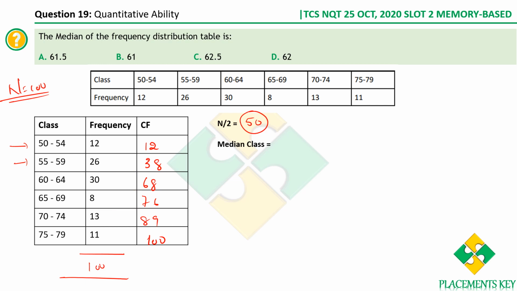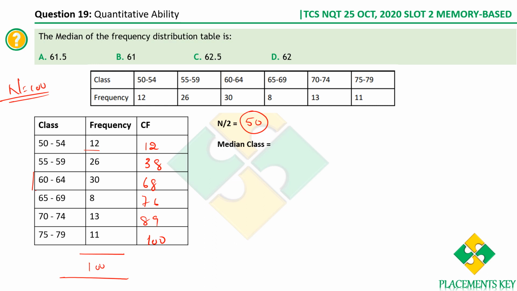If you look at it, the first class interval has all values till 12. The second class interval has all values till 38, whereas the third class interval has values between 39 to 68. Therefore 50 lies in this class interval. The middle value, which is 50, lies in this class interval. So this is supposed to be the median class. Or in simple terms, just check the n by 2 value 50. What is the next highest value in cumulative frequency after 50? It is 68, right? So therefore this should be the median class.